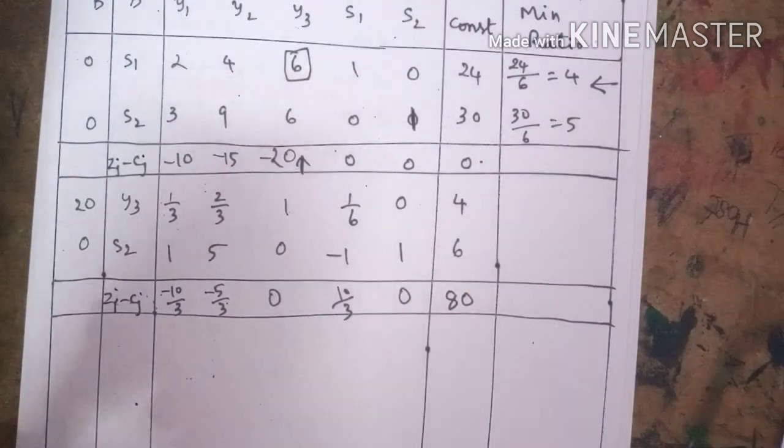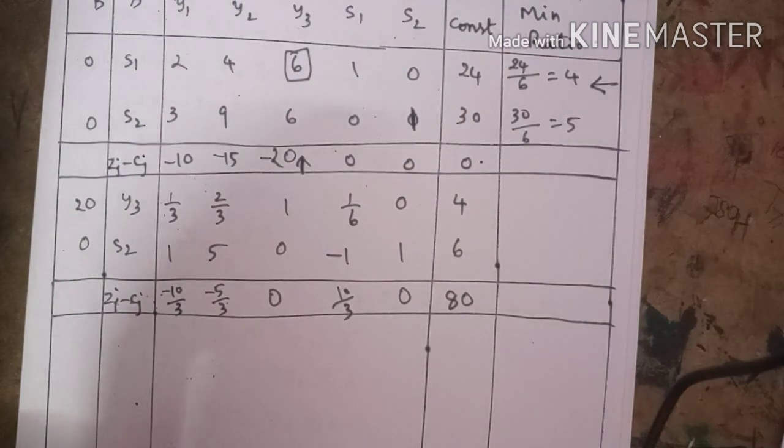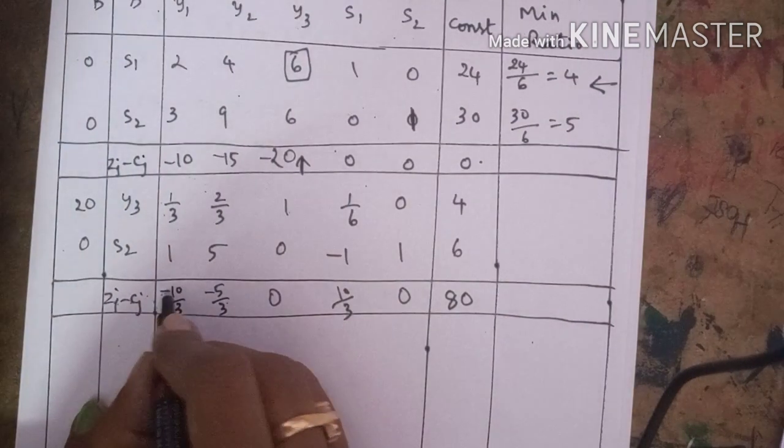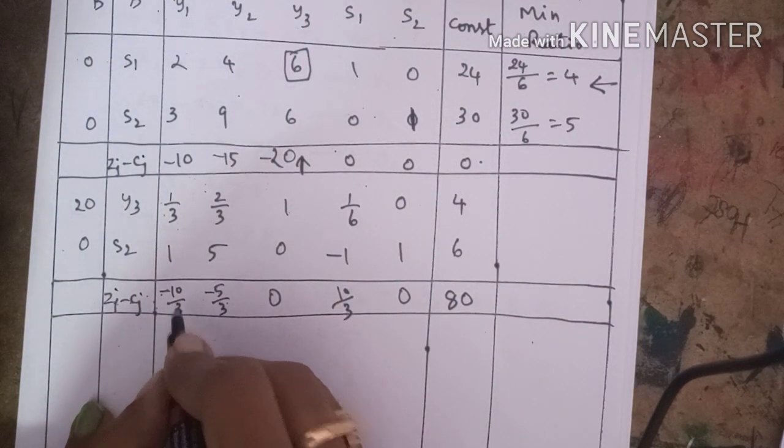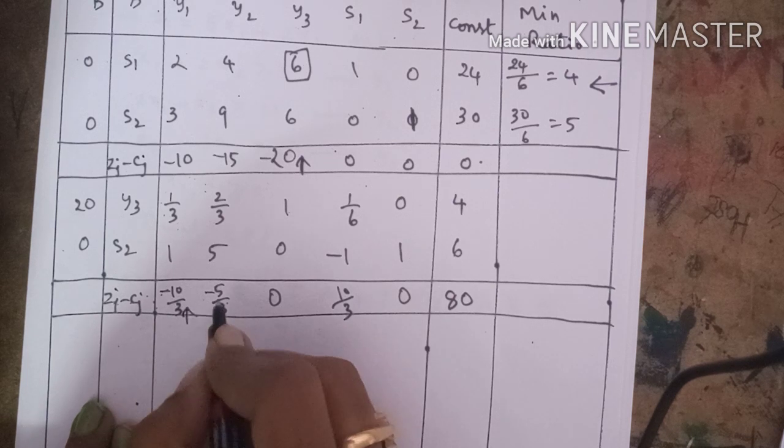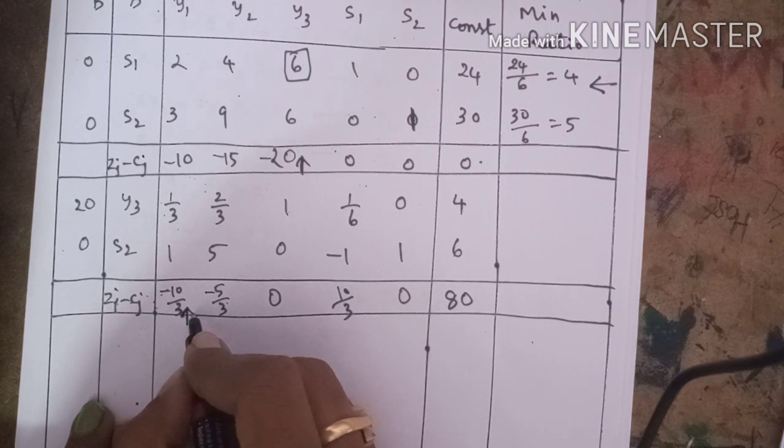The most minimum is, identify the most minimum here. 10 by 3, minus 3 point something. This one is the most minimum. This is minus 3 point something you will get. This is 1 point something you will get. Minus 3 is the most negative.